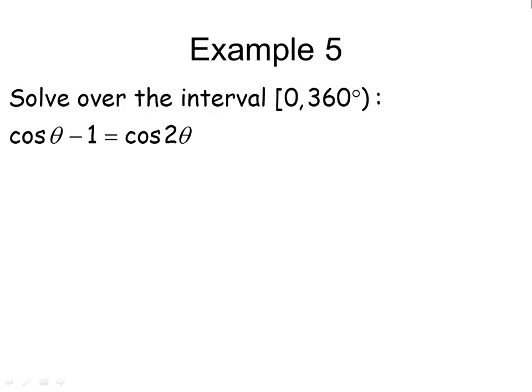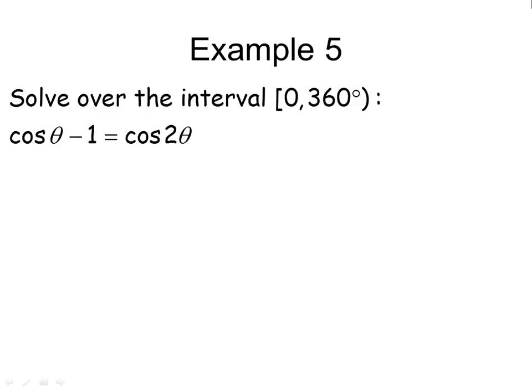So what you're going to do is get your identities chart out. And we either want to turn cosine theta into a double angle, which I would think would be totally ridiculous because obviously double angles are harder to work than single angles, or you want to turn your double angle into a single angle, which I think would be smart because those are a little bit easier.